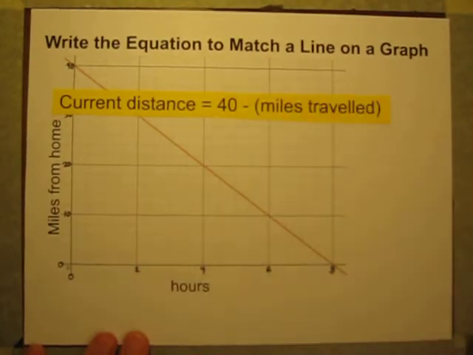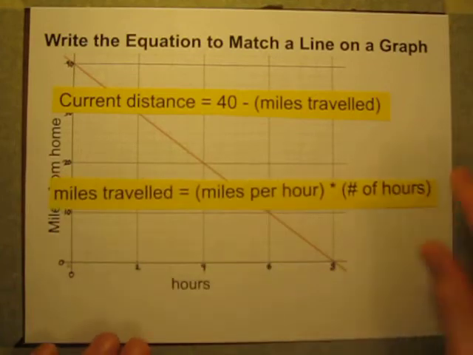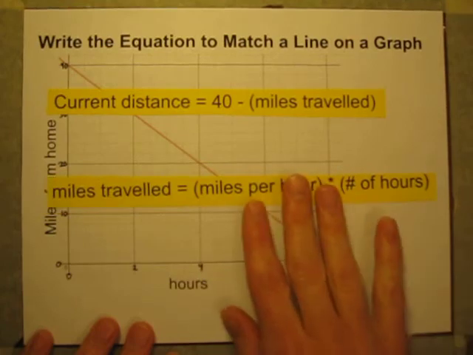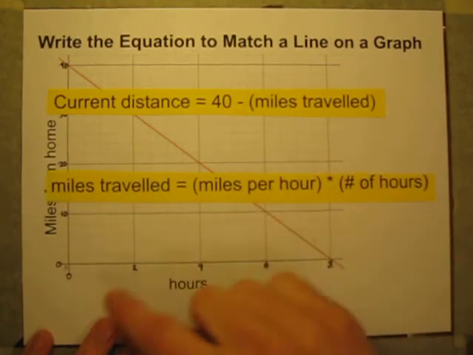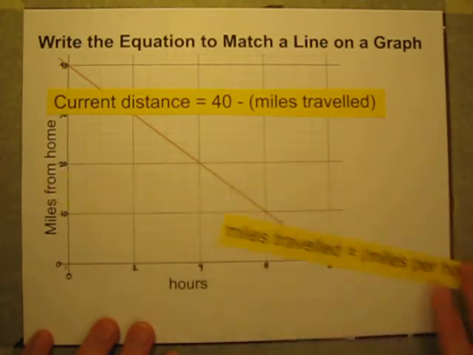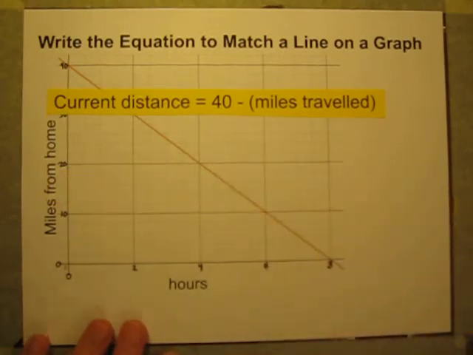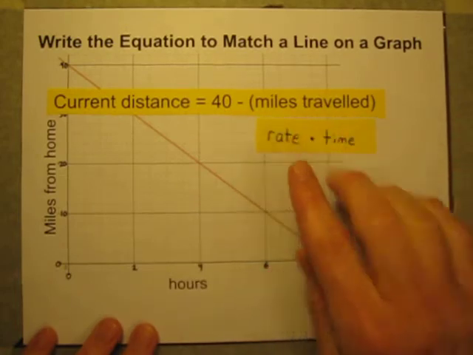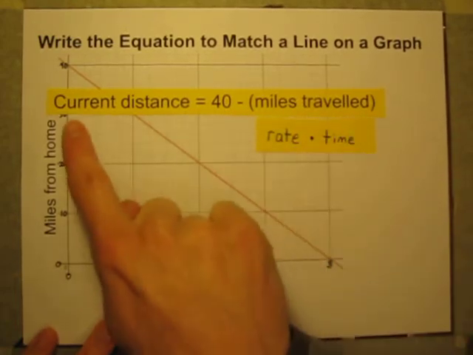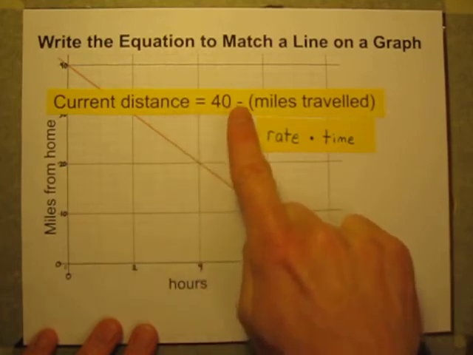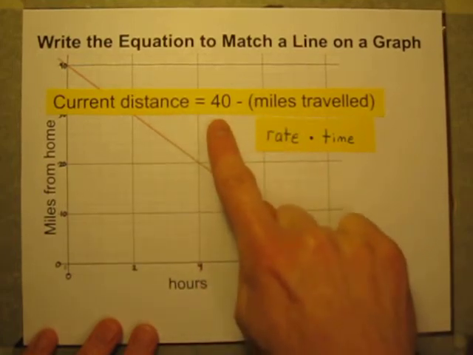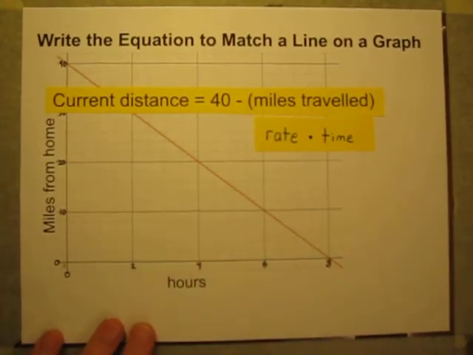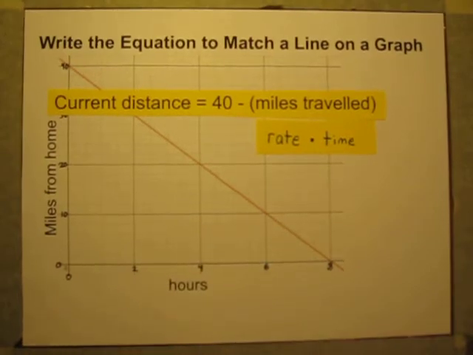And to figure out how far you've gone, the miles traveled is going to be the miles per hour times the number of hours, or a rate times the time. So I've got miles and hours, so I need to calculate the miles per hour. So the overall equation then is going to look like this. That subtracting the miles traveled, that is a rate times the time. So the current distance is going to be equal to 40 minus the rate times the time.